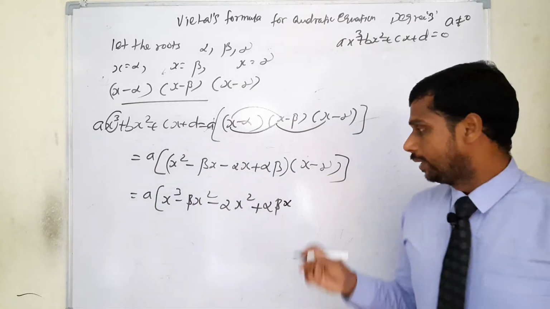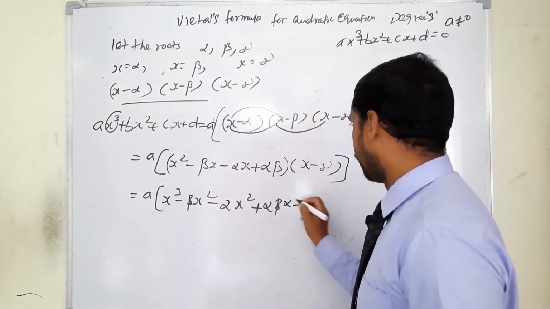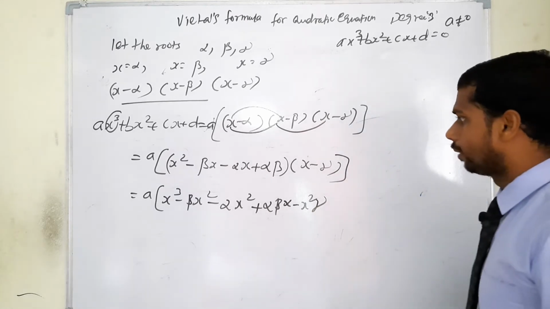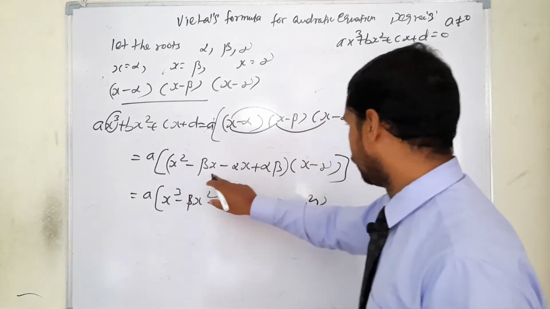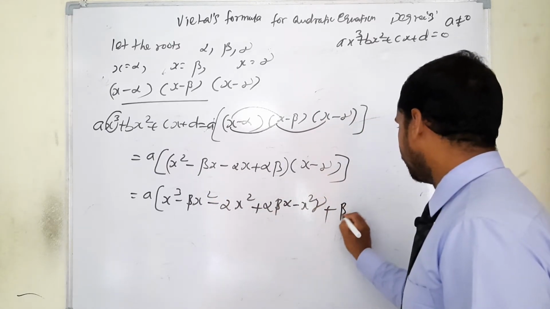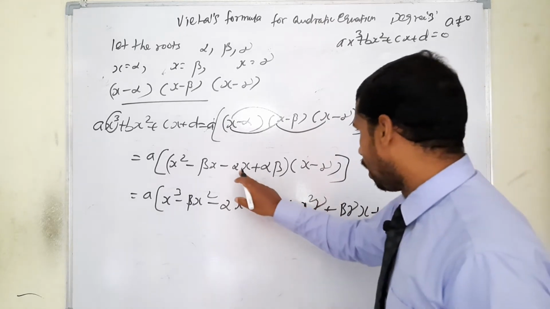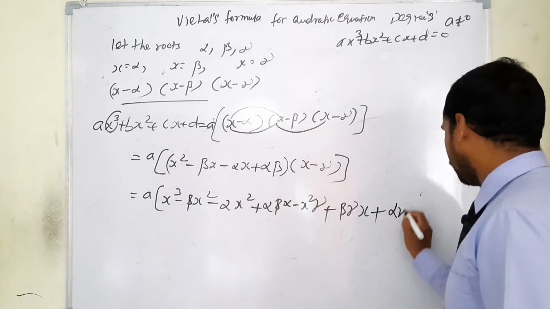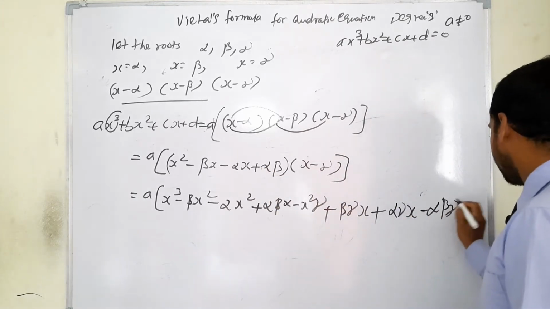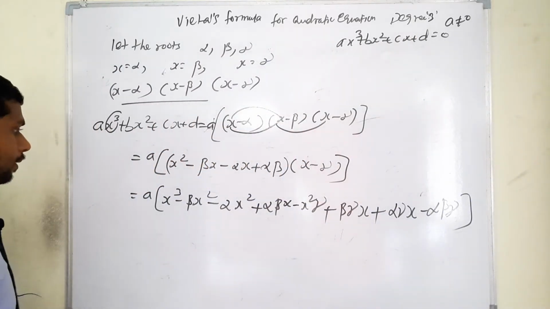Now again each and every term multiply by minus gamma. Means minus x square gamma, then minus into minus plus beta gamma x, next minus into minus plus alpha gamma x, next plus into minus alpha beta gamma. Okay. Now you just have to group like terms and the other terms.